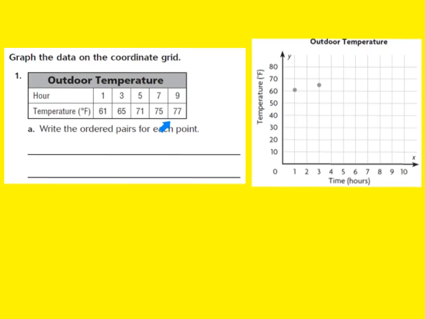So I see, first of all, my data located in my table, and then I see over here that I also have my coordinate grid. So I'm going to have to take the data that's found in my table, and I'm going to have to graph that data in my coordinate grid.